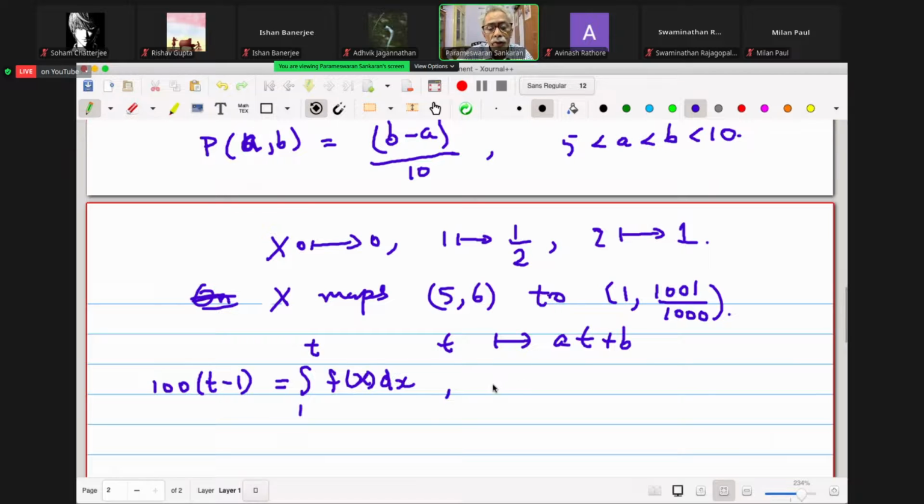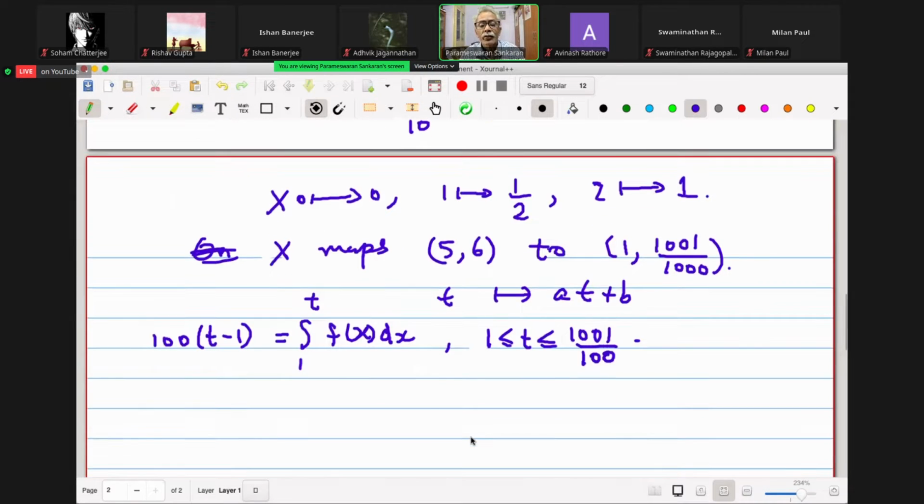Okay, and in this interval, no, not 0, sorry, t is between 1 and 1001 by 100. 1 less than or equal to t less than or equal to 1001 by 100. On the other hand, this map, so we know this must equal the set whose measure is already given to you, uniform measure, etc. So this must be probability of the set ET.